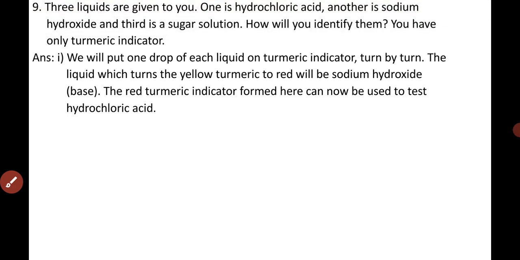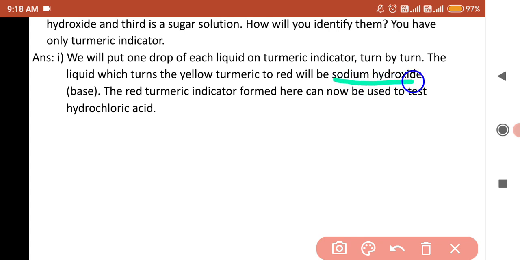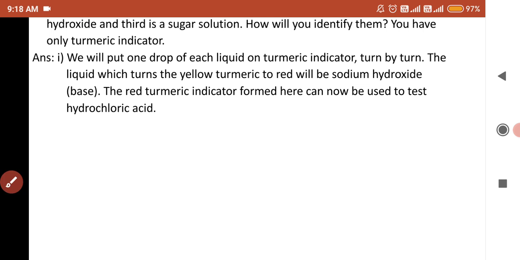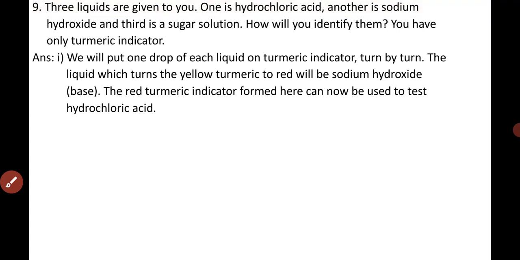If the 3 liquids which you have dropped over the turmeric indicator, that is hydrochloric acid, sodium hydroxide, and sugar solution, if you have dropped at least 1 drop on the turmeric indicator, and if the color of the yellow turmeric indicator is changed to red, then that solution will be what? Sodium hydroxide, because it is a base. Understood? In this way, you have to identify sodium hydroxide by using turmeric indicator, because bases turn the color of turmeric indicator from yellow to red.